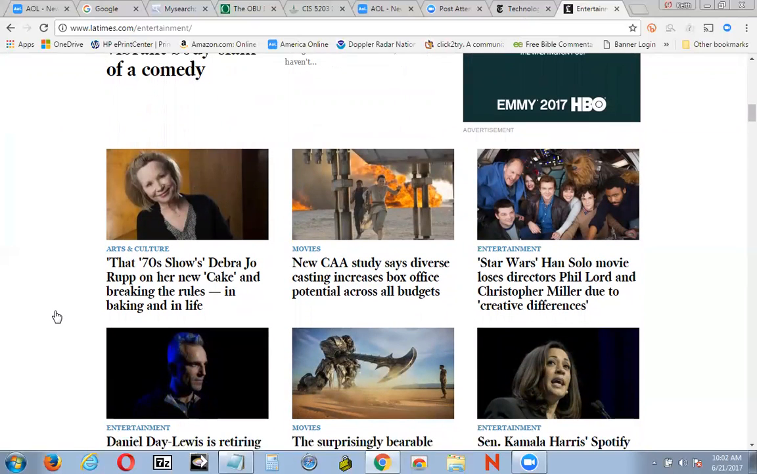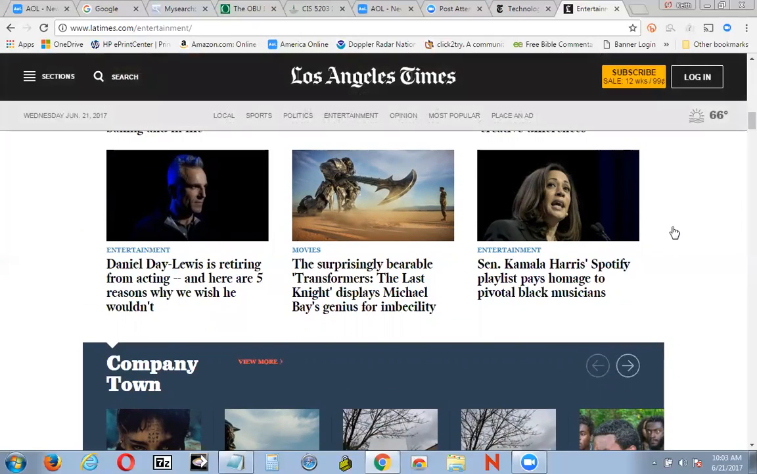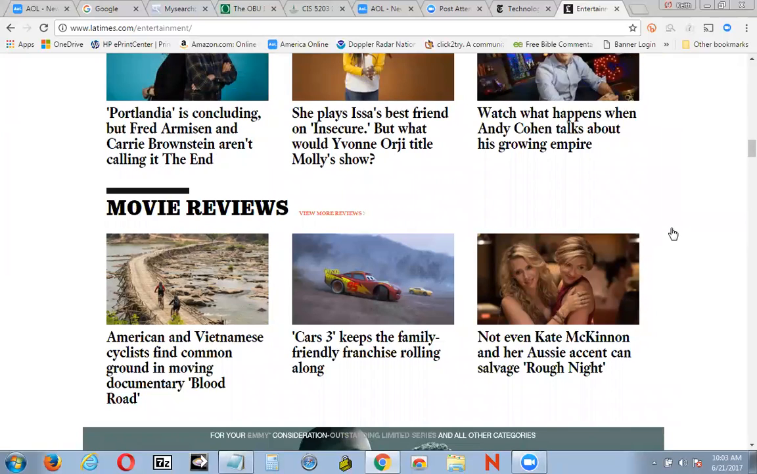And I thought here was something very interesting. A senator from California was using Spotify, and this is to pay homage to Black musicians. And here's Spotify, which is a music service, being used as a place for someone to make a statement of some type or share their information about themselves. So I think it's going to be very interesting to see what's going on.